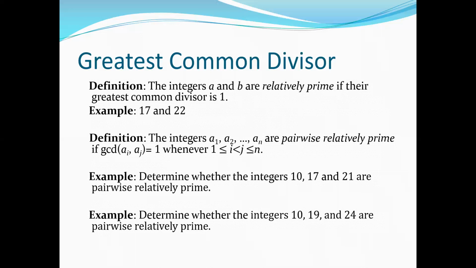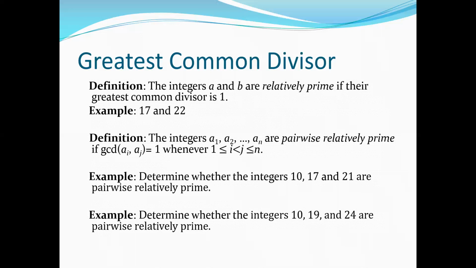So 17 and 22 is considered relatively prime because the only factor that these two values have in common is 1. Okay, so this is considered relatively prime. Let's consider this example: determine whether the integers 10, 17, and 21 are pairwise relatively prime.